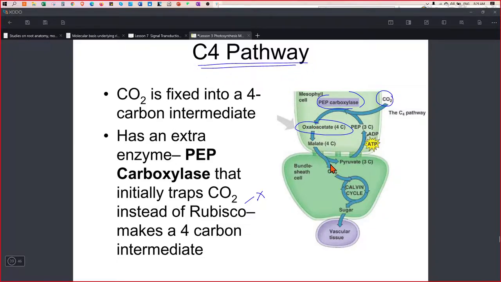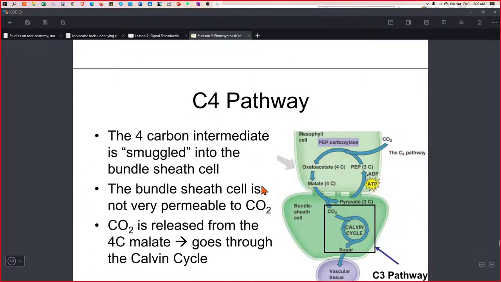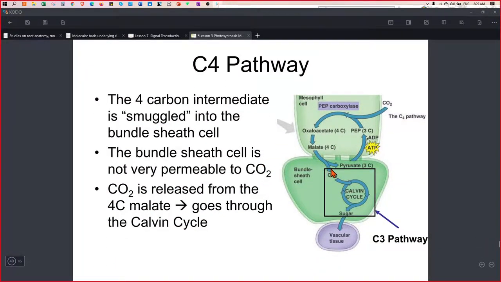And then these will be transported into the bundle sheath cells through plasmodesmata. Okay. CO2 is then released from the four-carbon malate. Okay, when the malate is in the bundle sheath cell, the CO2 is released, and when it's released, it will join the regular Calvin cycle. Okay, normal C3 cycle. Right. Okay, that's all that happened.